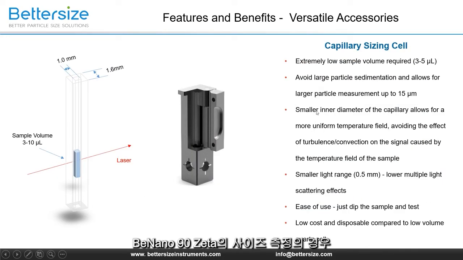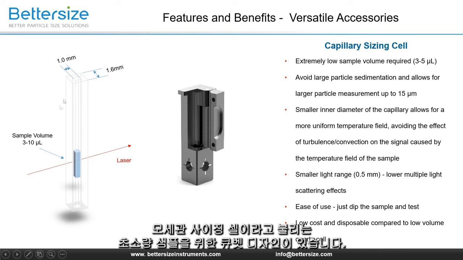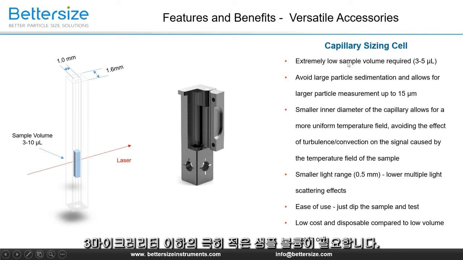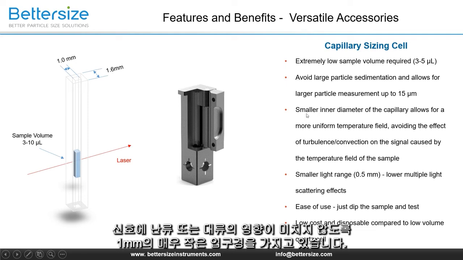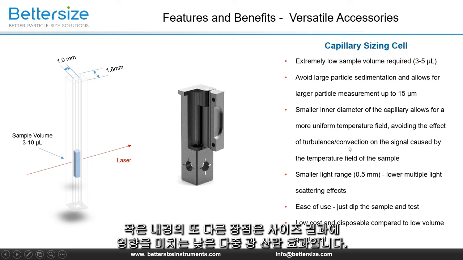For the size measurement of the BeNano 90 Zeta, there's a cuvette designed for ultra-micro volume sample called a capillary sizing cell. Extremely low sample volume down to 3 microliter is required. It can avoid large particle sedimentation, so microparticle measurement becomes possible. It has very small inner diameter, which is 1 milliliter, to avoid the effect of turbulence or convection on the signals. Another benefit of a small inner diameter is the low multiple light scattering effect that affects the size result.